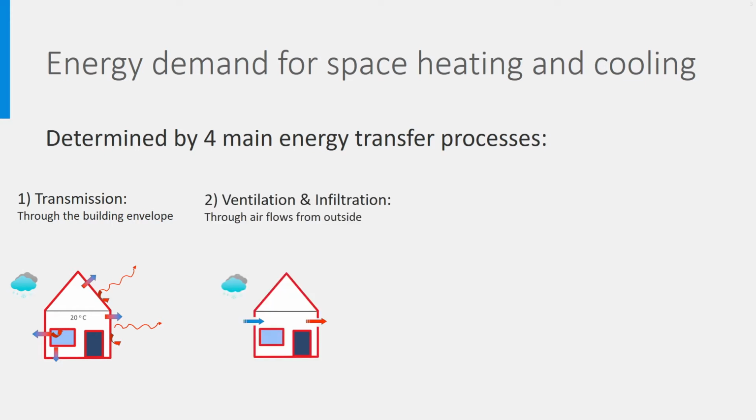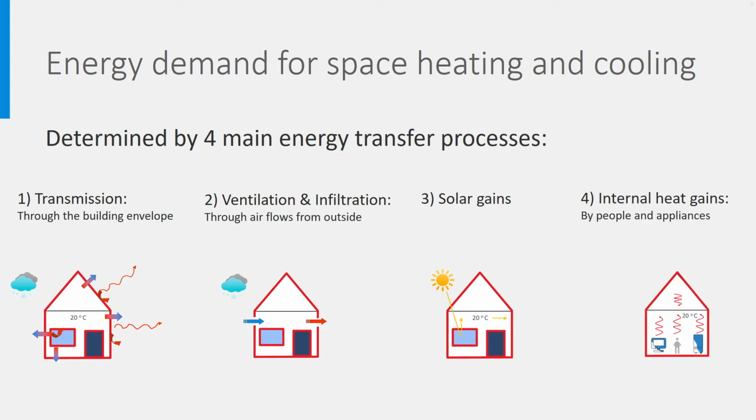The second one is about the energy coming with air flows from outside. We call them ventilation and infiltration flows. The third one relates to the sun. When the sun shines, the building gains energy through solar radiation. And the fourth and last one is about internal heat gains by people and appliances inside the building.